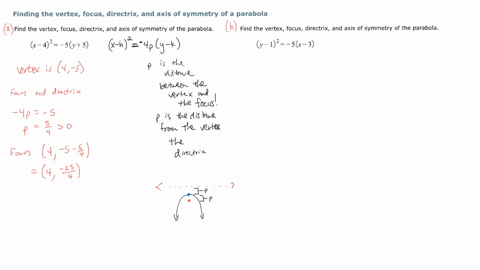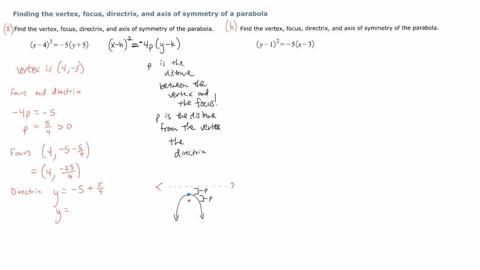Well, how about the directrix? Well, the directrix is a horizontal line that's a little bit higher than -5. How much higher? Well, it's y is equal to -5 plus 5/4. Once again, find the common denominator. Remember, directrix is a horizontal line. Make sure you label it as a horizontal line.